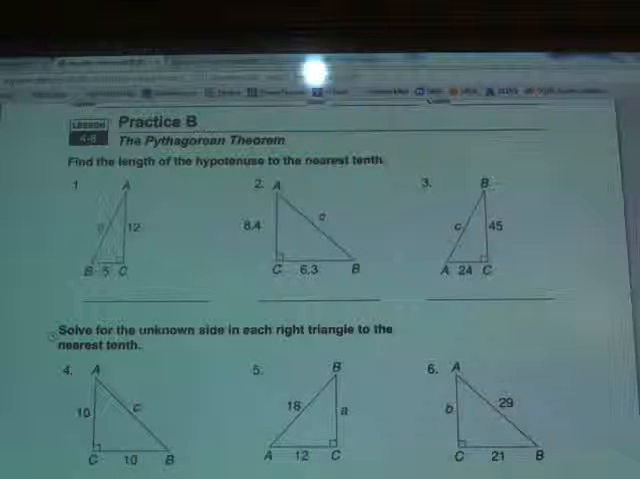This is the homework helper for Chapter 4, Section 8 in the 8th grade workbook, Pythagorean Theorem. Alright, so let's go ahead and take a look at the first set of questions here.